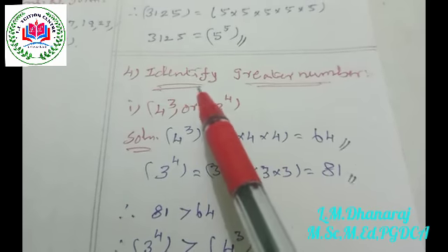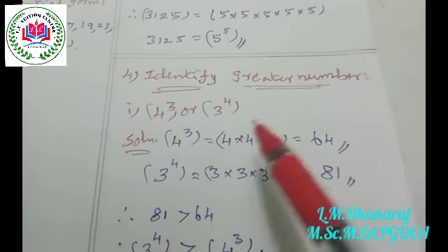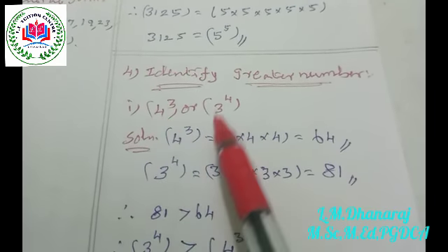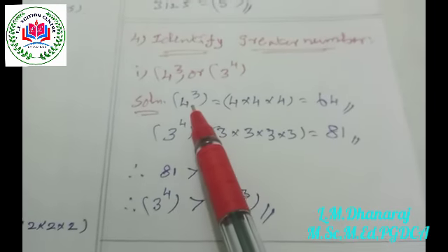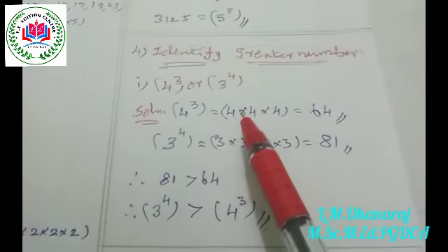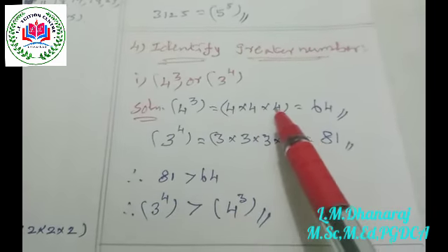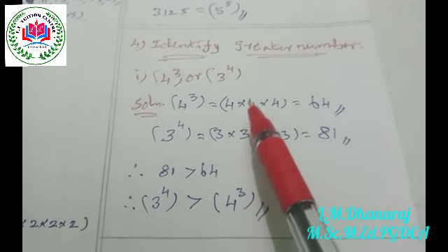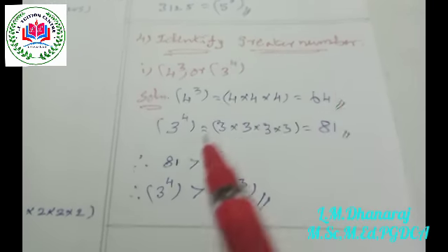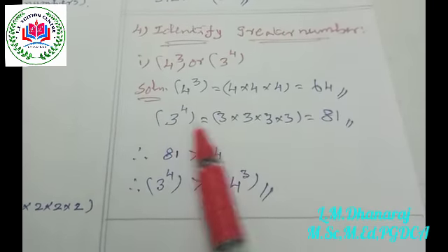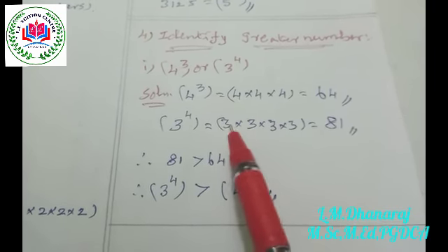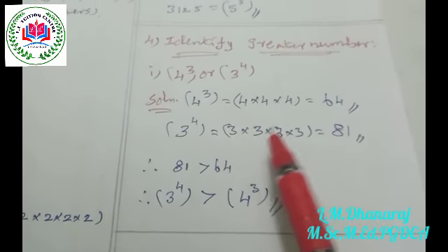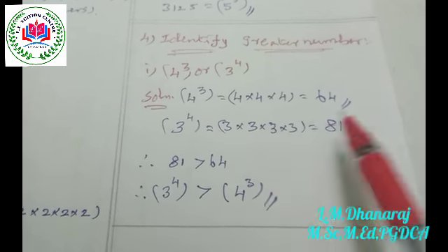For the fourth Roman letter, we have to identify which is greater, 4 power 3 or 3 power 4. 4 power 3 means 4 has to be multiplied 3 times: 4 into 4 into 4. 4 4s are 16, 16 into 4 is 64. 3 power 4 means 3 has to be multiplied 4 times: 3 into 3 into 3 into 3. 3 3s are 9, 9 3s are 27, 27 into 3 is 81.